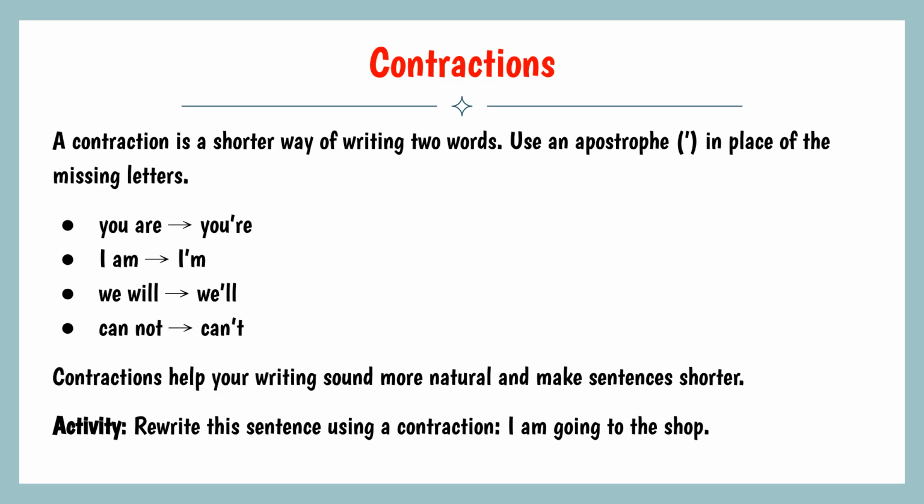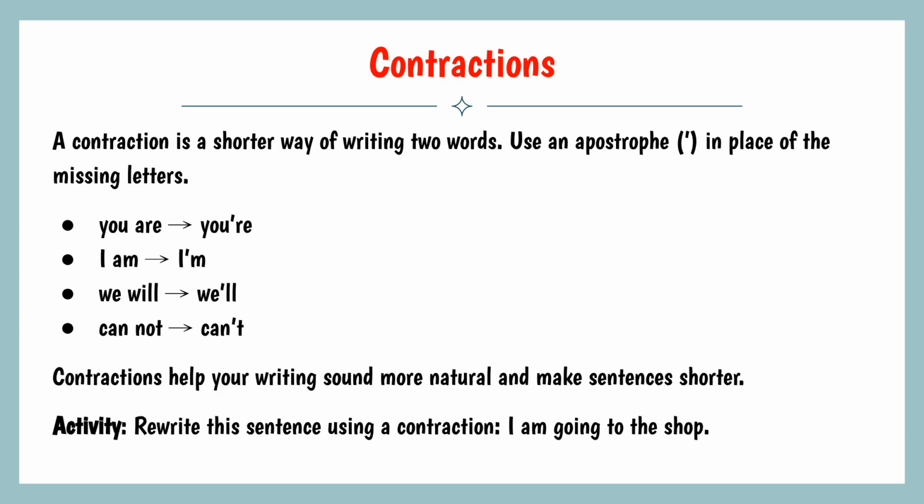Contractions make writing sound more natural, and help sentences feel smoother when we read them. Let's look at some examples together. You are becomes you're. The apostrophe replaces the missing letter A. I am becomes I'm. The apostrophe replaces the missing letter A. We will becomes we'll. The apostrophe replaces the missing letters WI. Cannot becomes can't. The apostrophe replaces the letter O.